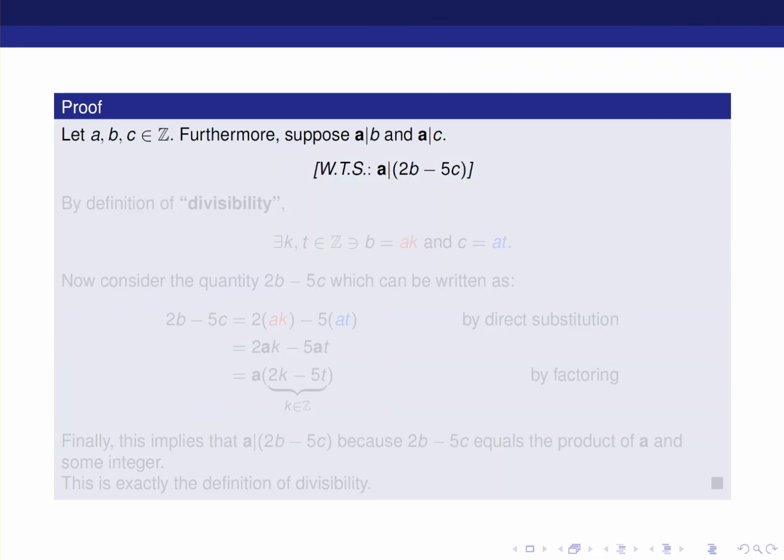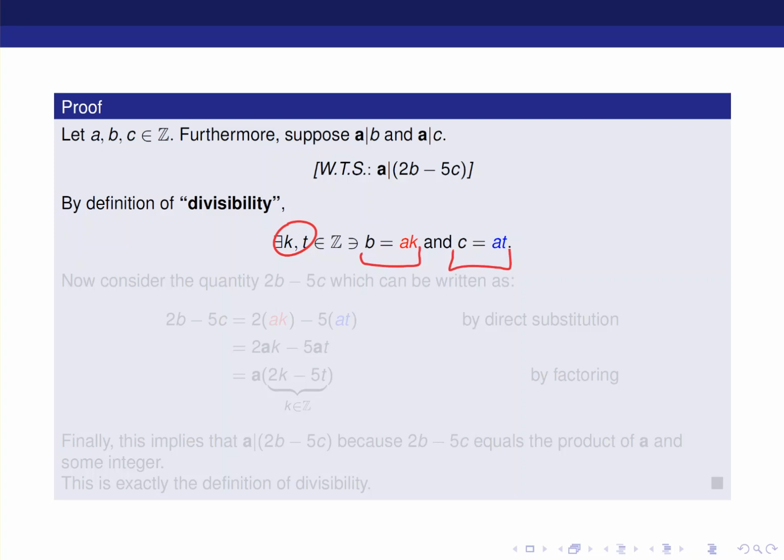In order to prove the statement, I'm going to begin by writing let a, b, c be integers. And furthermore, I want to suppose that a divides b and a divides c. That was the assumption, and my goal is to show that a should divide the difference, 2b minus 5c. Now, by definition of divisibility, since a divides b and a divides c, that means that there are some integers k and t such that b is equal to ak and c is equal to at.